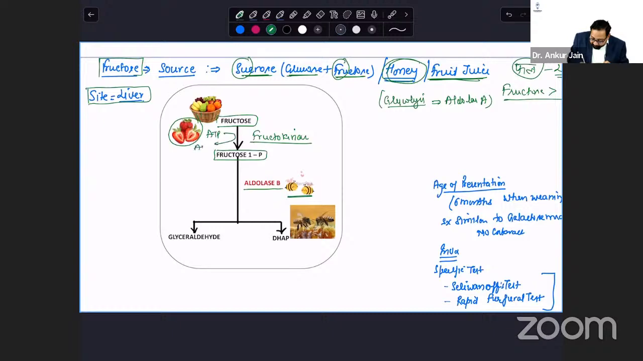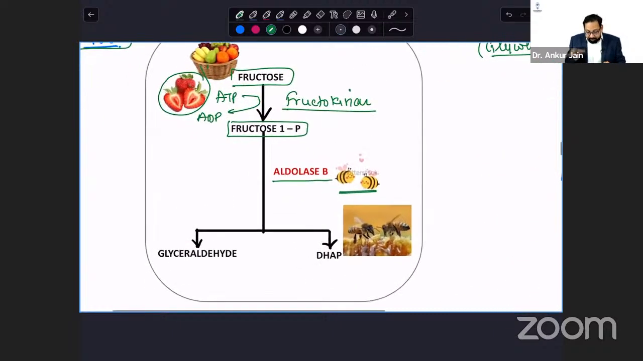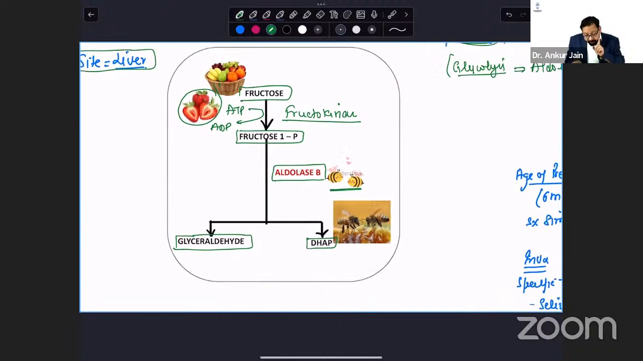ATP is converted to ADP. Now, fructose 1 phosphate is converted to glyceraldehyde and DHAP by aldolase B. This is important. For aldolase A, the substrate is fructose 1,6 biphosphate.